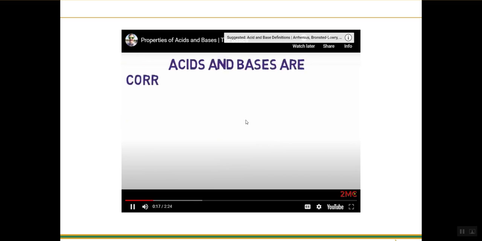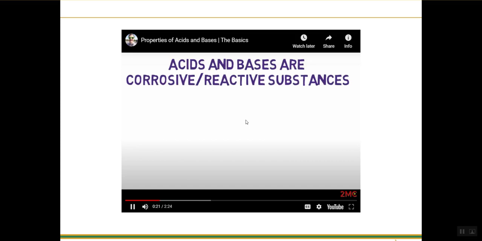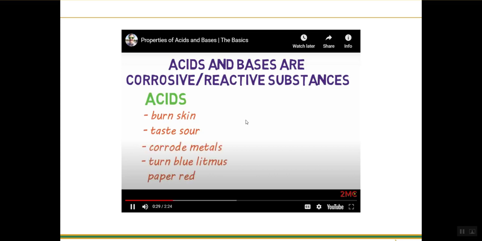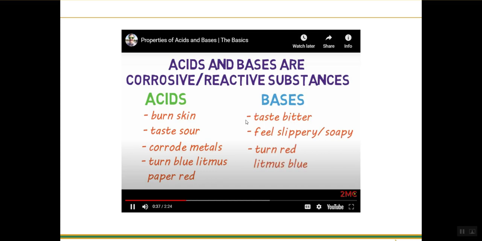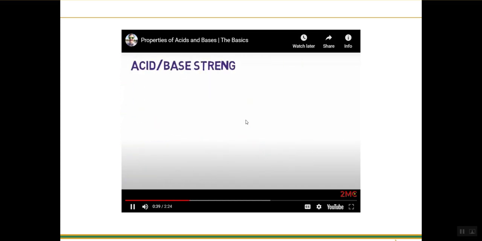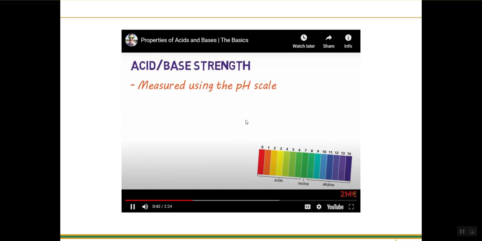Acids and bases are both corrosive substances that react with and damage or destroy substances they come in contact with. Acids can burn the skin and cause pain, usually have a sour taste, can corrode metals, and turn blue litmus paper red. Bases, on the other hand, have a bitter taste, feel slippery or soapy to the touch, and turn red litmus paper blue. The strength of an acid or base is measured using the pH scale.